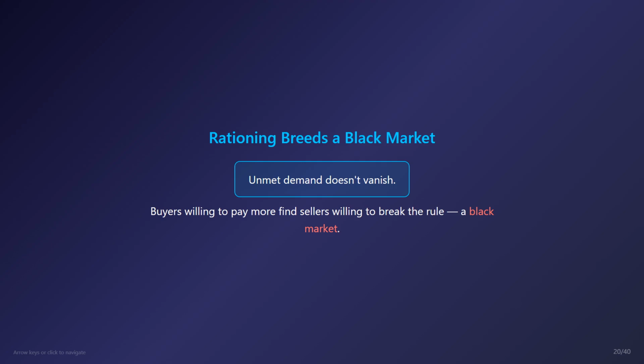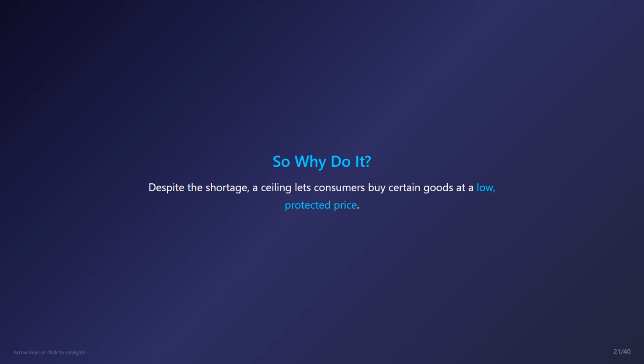The unmet demand doesn't simply disappear. Buyers who want more and are willing to pay more find sellers willing to break the rules. An illegal market springs up alongside the official one. So given all these problems, why does a government impose a ceiling at all?